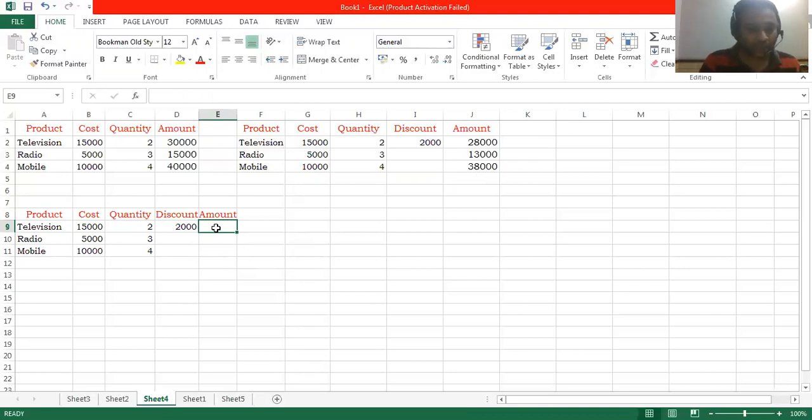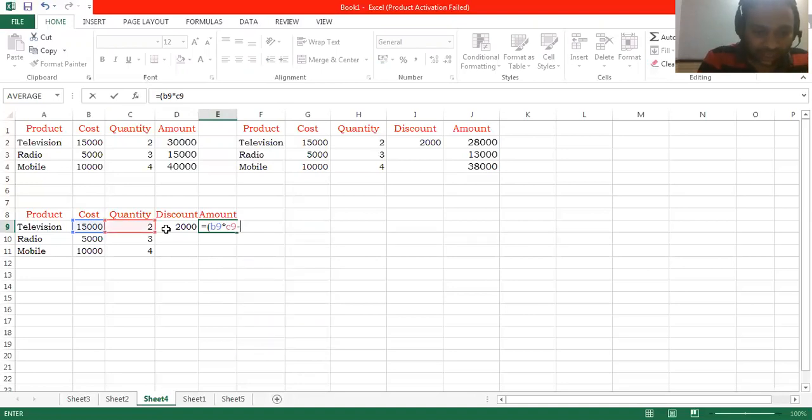I'm going to apply the formula for the mixed referencing: equal to, open the bracket, as usual 15,000 cell address is B9. Here you can see the column B and then row number 9, B9 multiplied by C9 minus $D9, and close the bracket. So observe the formula.